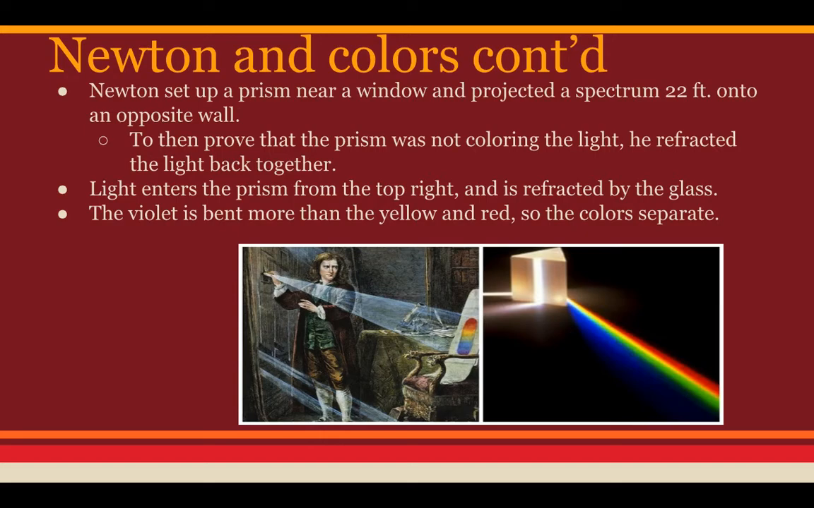To prove that the prism was not coloring the light, he refracted the light back together. Light enters the prism from the top right and is refracted by the glass. The violet is bent more than yellow and red, and so the colors appear separated.